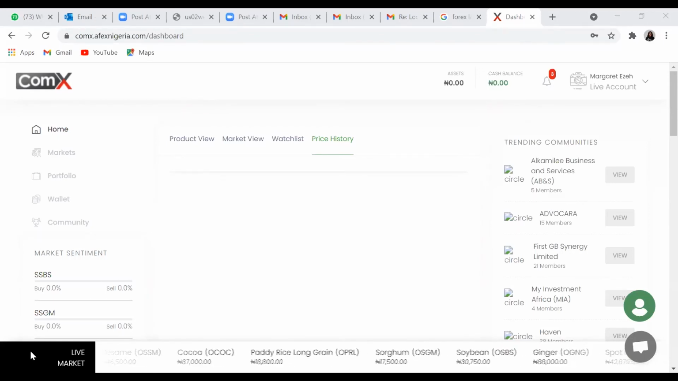Yes, there is provision for delivery, but at the moment, you actually don't have the ability to pick the location where you want to deliver or specify where you want it delivered. So we are currently working on that and it will be available very soon. Like I said earlier, what you can do is send us an email to either comex at afxnigeria.com or contact us at afxnigeria.com. We'll take the conversation from there. Next question, please.